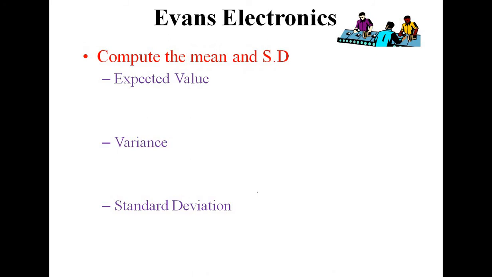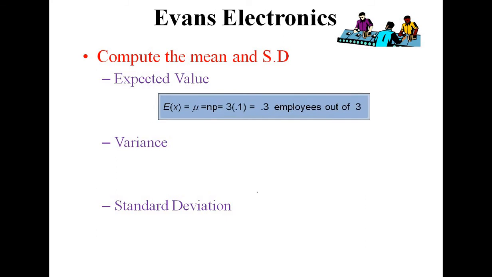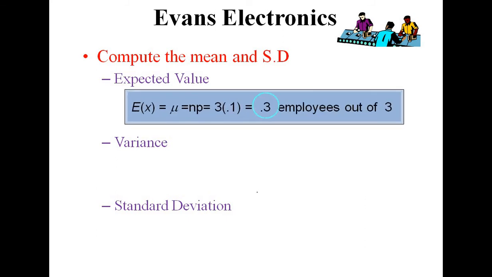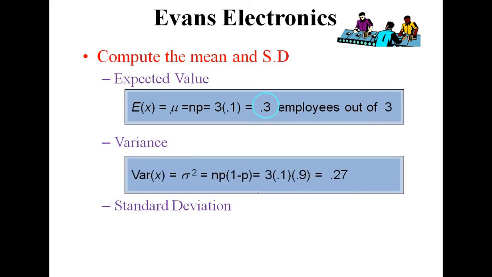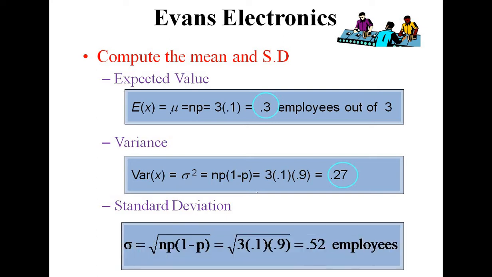To compute the mean, we can use the formula E(x) equal to np, which is 3 multiplied by 0.1, which is equal to 0.3. Variance is n multiplied by p multiplied by 1 minus p, which is 3 multiplied by 0.1 multiplied by 0.9, which is equal to 0.27. Standard deviation is the square root of the variance, which is the square root of 0.27. We will get 0.52.